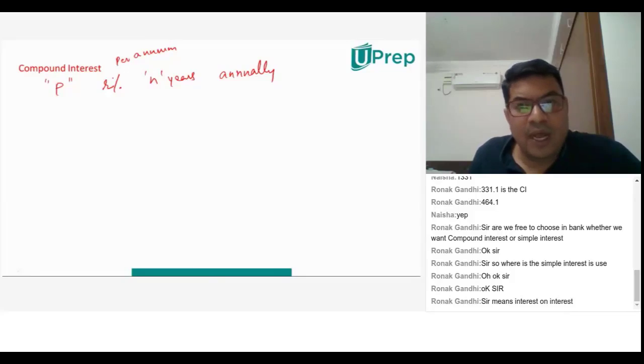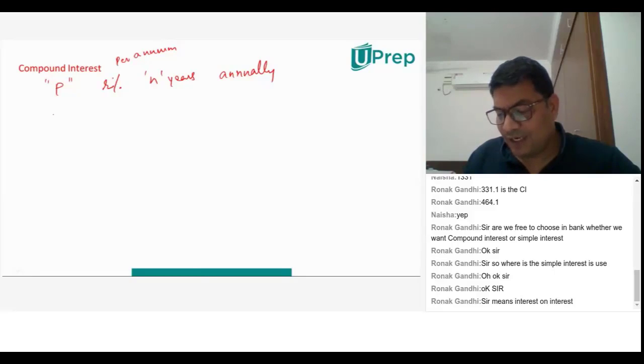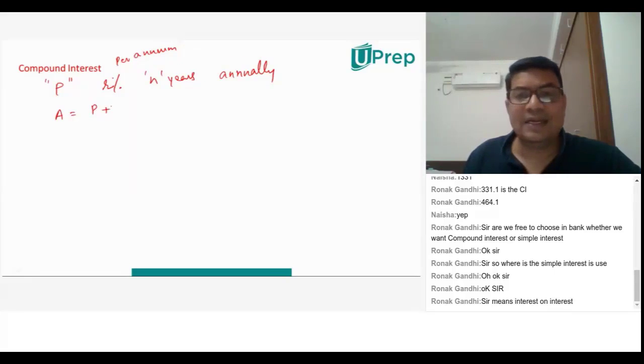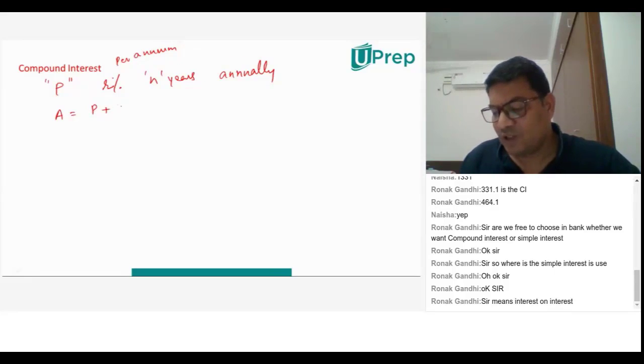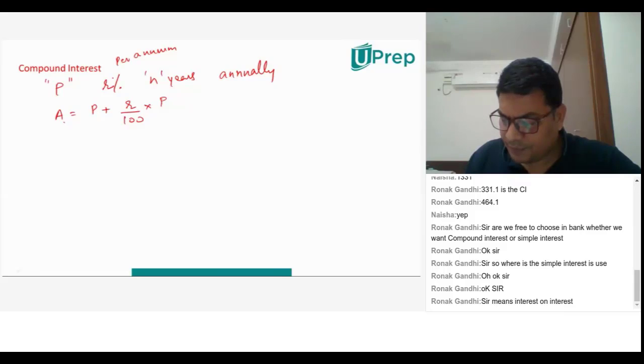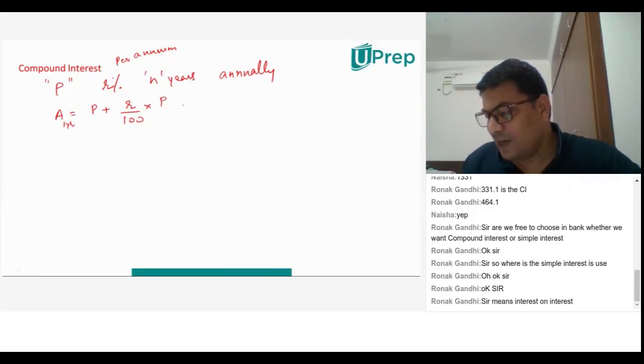Now we learned in our previous class: what happens to the amount at the end of 1 year? The amount at the end of 1 year is nothing but principal plus interest earned for 1 year. What is the interest you earn? Interest is nothing but R%, which is R by 100 times the principal. So the amount at the end of 1 year is principal plus R by 100 times principal. We did this in the previous class. That is nothing but P taken common, P into 1 plus R by 100.